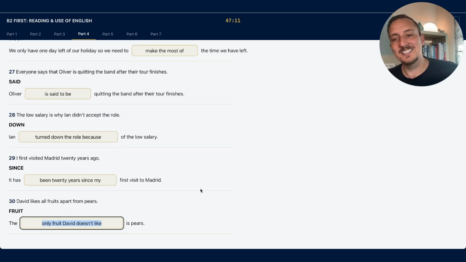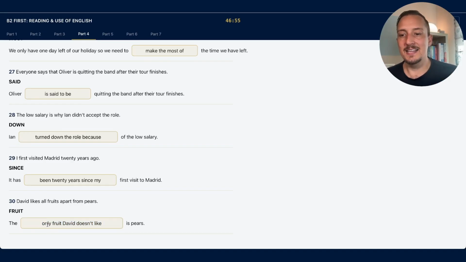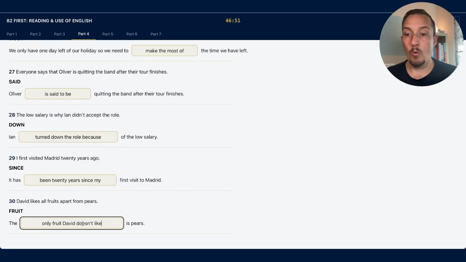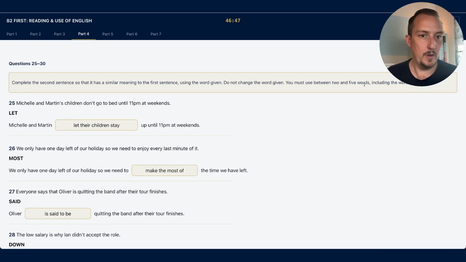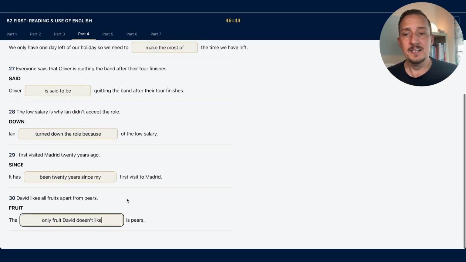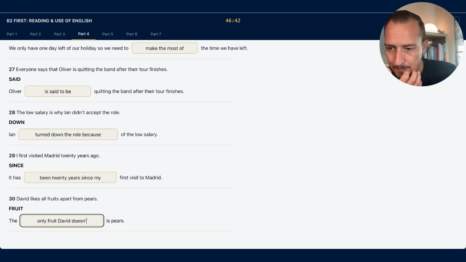Okay, it's 6. So remember, in part 4, contractions, so words like doesn't, mustn't, shouldn't, couldn't, for example, haven't, these all count as 2 words. So technically, this is 6 words. 1, 2, 3, 4, 5, 6. Now remember that we have to write between 2 and 5 words, so that isn't true.